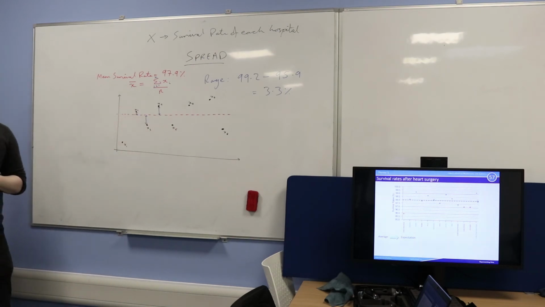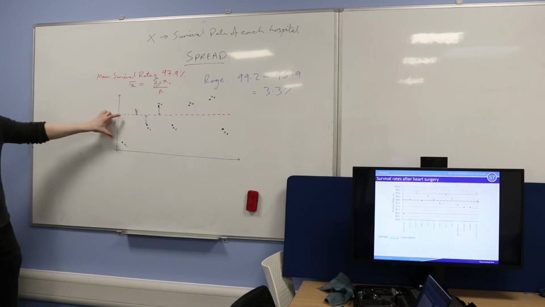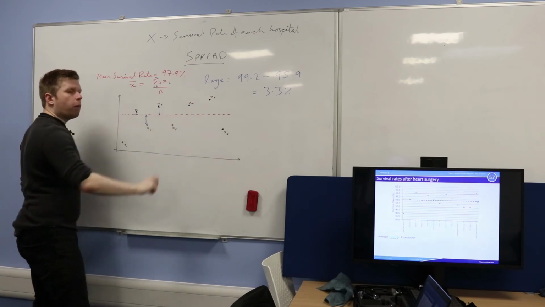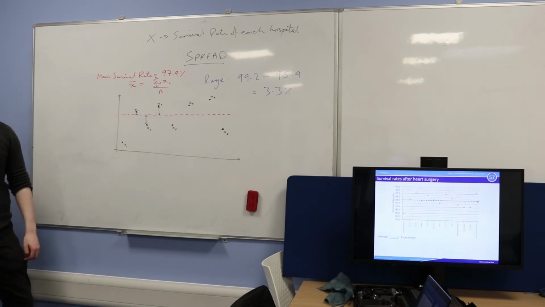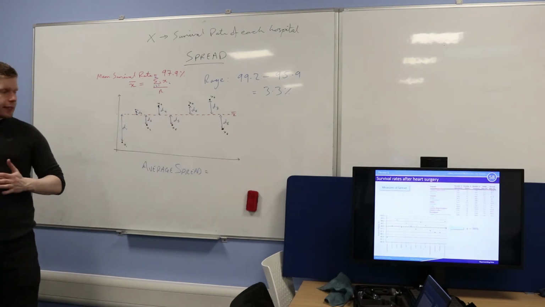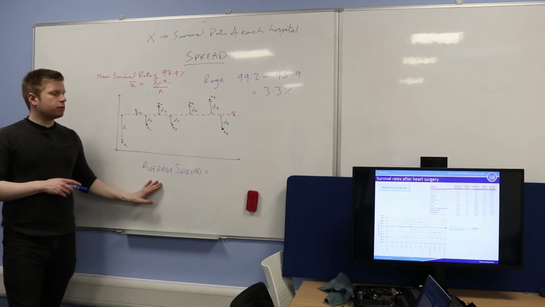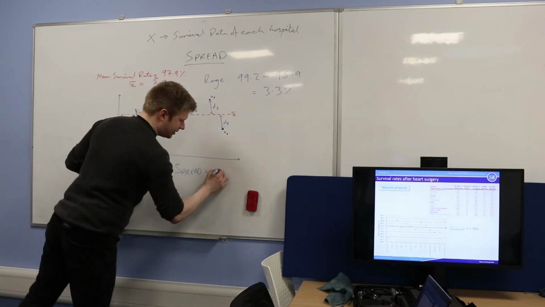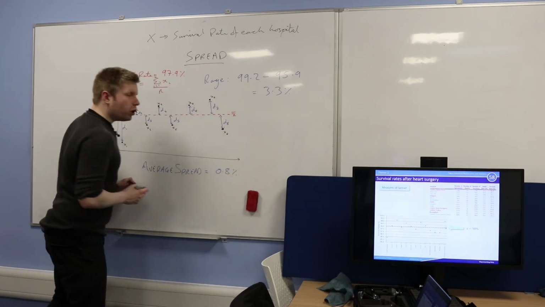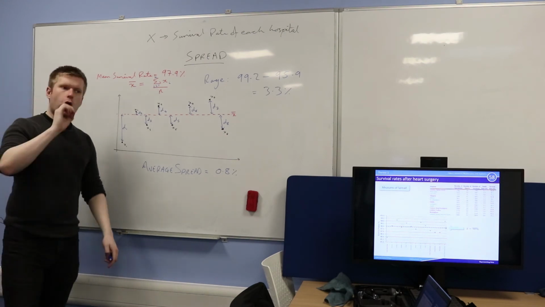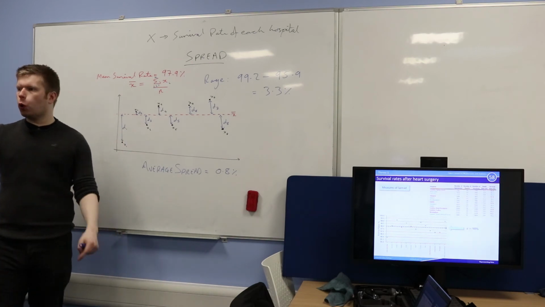In fact, could you do that for me? Could you go through and for every single hospital, work out how far it is away from the mean line, from the expected survival rate? So literally go through and calculate the distance. Has anybody got a number for the average spread? 0.8, okay?